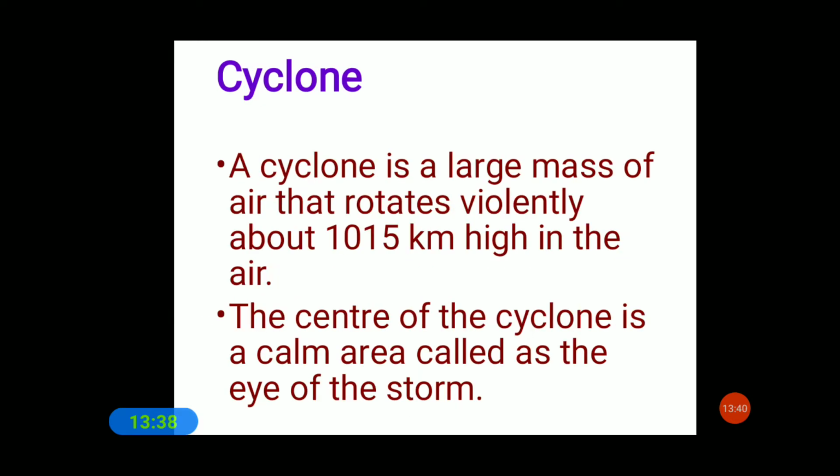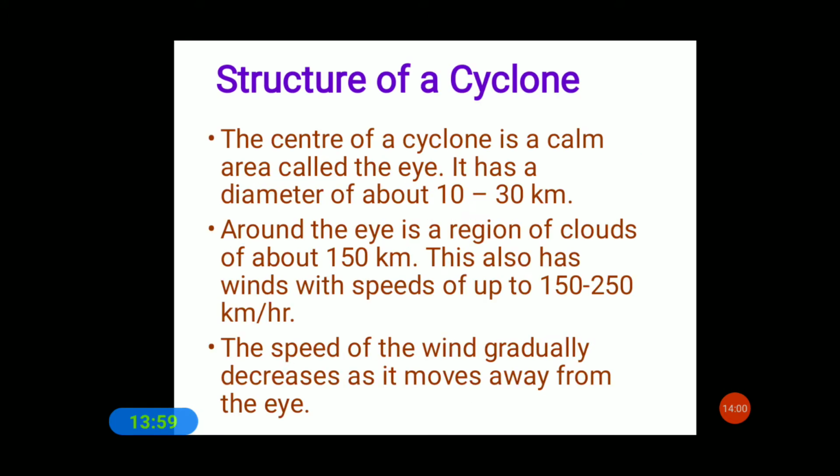So what do you mean by cyclone? A cyclone is a large mass of air that rotates violently about 10 to 15 kilometers high in the air. The center of the cyclone is a calm area called the eye of the storm. What is the structure of a cyclone?